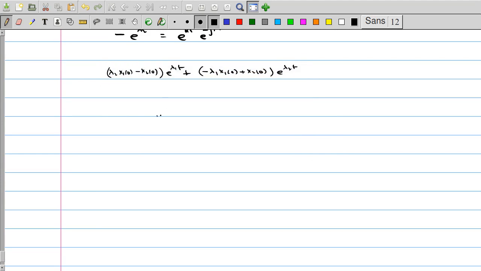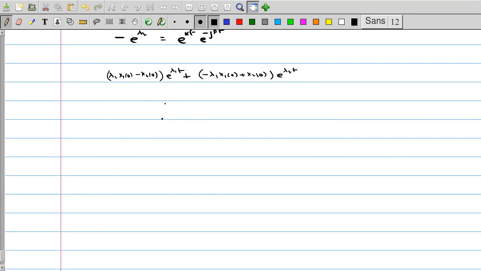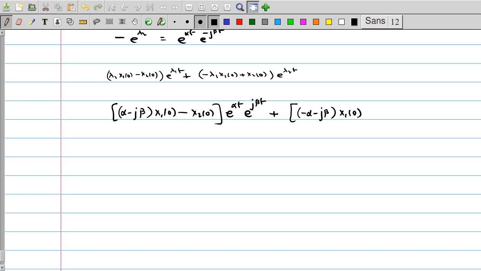Okay, so x1 minus x2 becomes, so this whole thing becomes lambda 2, which was alpha minus j beta, right, times x1(0) minus x2(0), the whole thing in square brackets, e to the power of alpha t, e to the power of j beta t, plus minus lambda 1, which is to say minus alpha minus j beta, x1(0). We're going to collect the x1(0) terms together, and the x2(0) terms together afterwards.